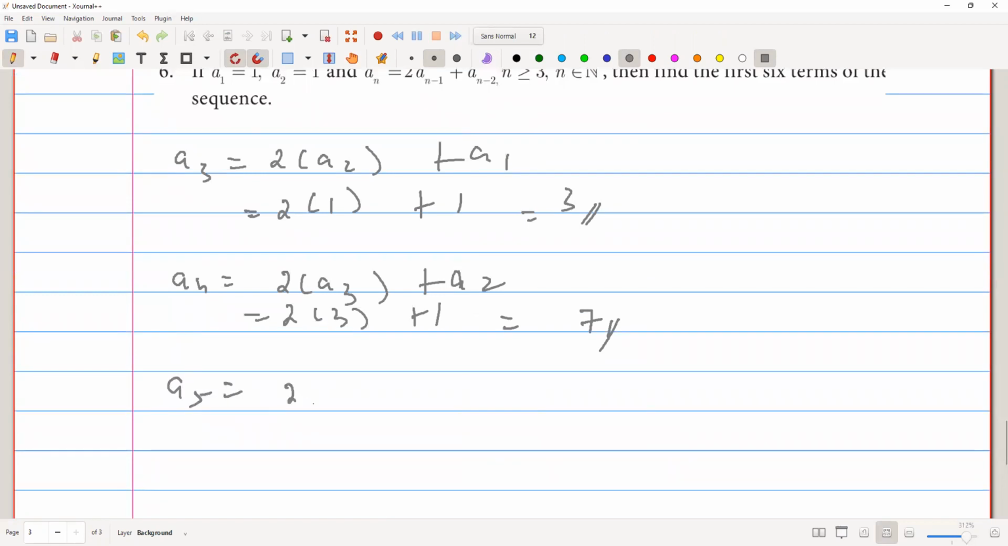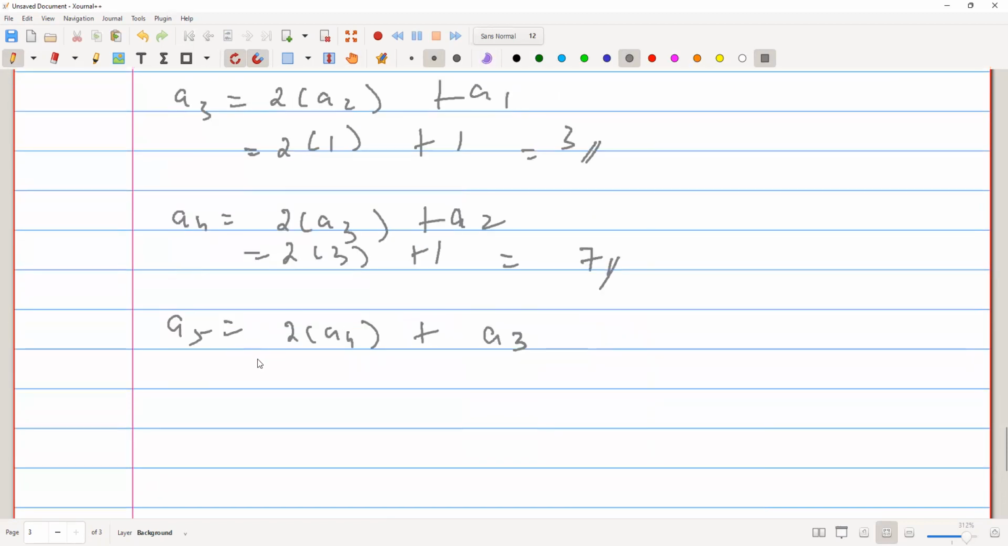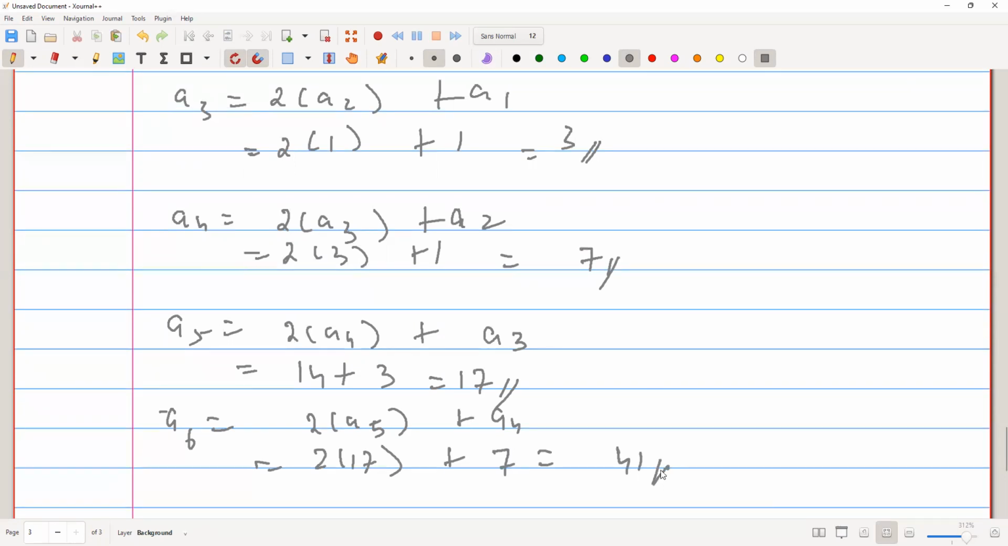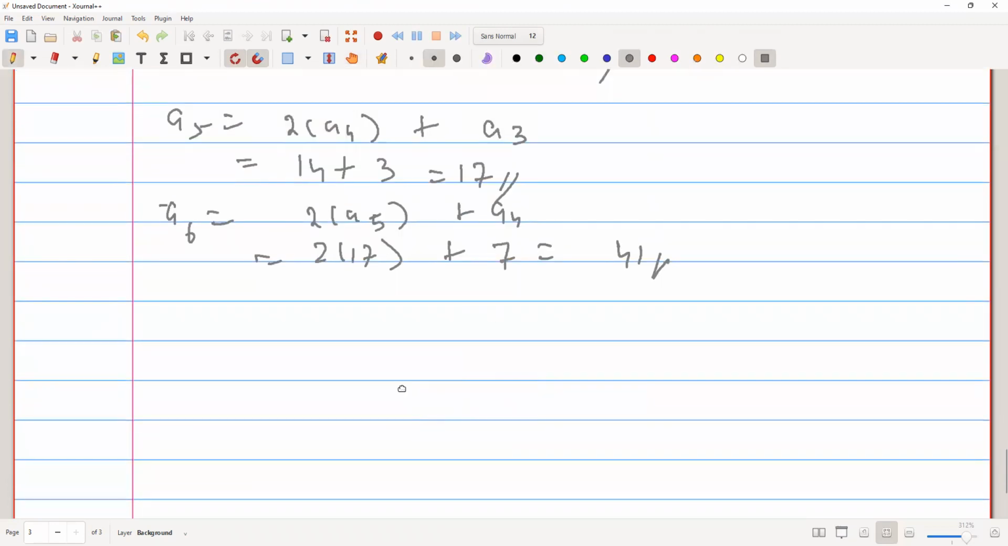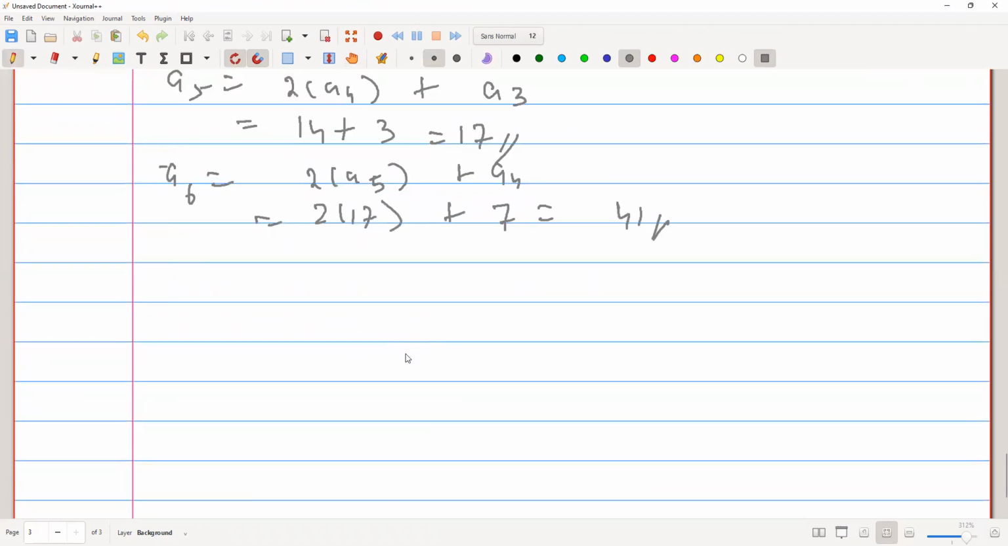A5 equal to 2 into A4 plus A3. 2 into 7, 14 plus 3, 17. A6 equal to 2 into A5 plus A4. 2 into 17 plus 7, 34 plus 7, 41. Okay, that's it. 6 terms. So this term is completed.